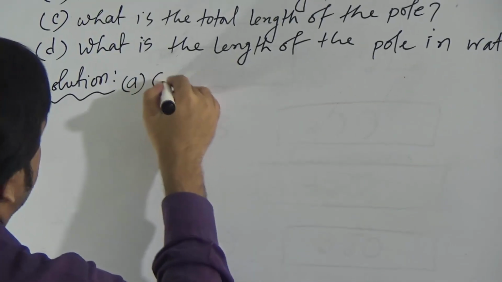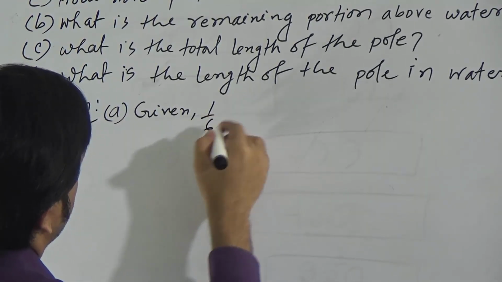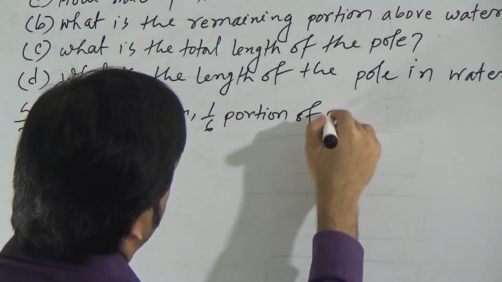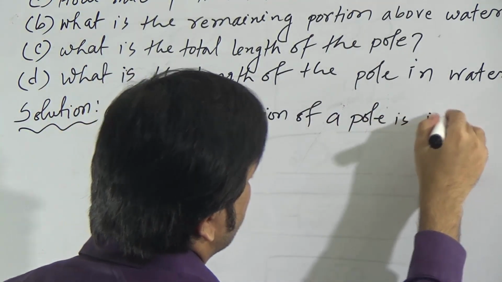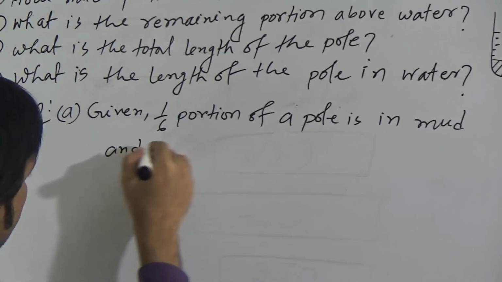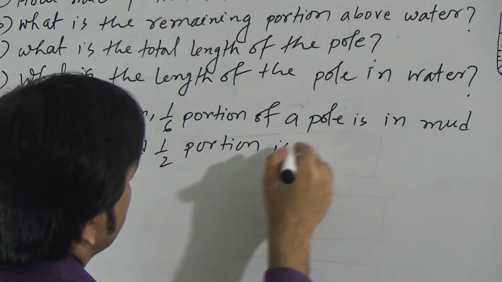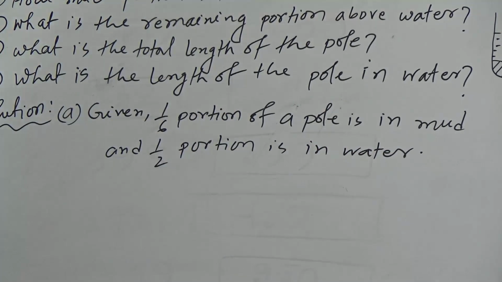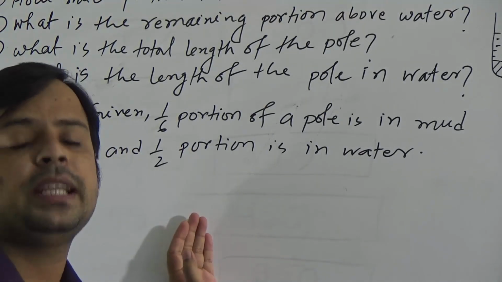We can write, given: 1/6 portion of a pole is in mud, and 1/2 portion is in water. So now if we add these two portions, we will get the total portion of the pole in mud and water.